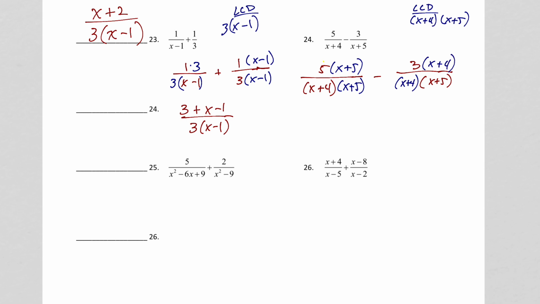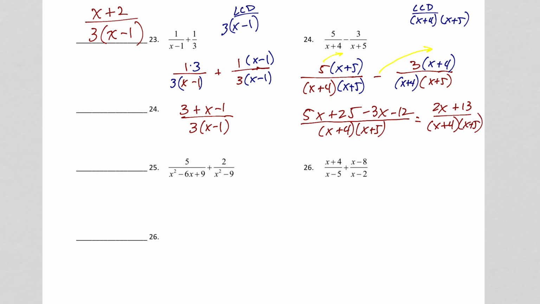So the numerator, we're going to distribute that 5, and we're going to get 5x plus 25. Here we're going to take the negative and the 3 and distribute it. Negative 3 times this is negative 3x, and negative 3 times 4 is negative 12. So that's what we have now. And on the bottom we have x plus 4 times x plus 5. On the top, we're going to combine like terms. 5x minus 3x is 2x, and 25 minus 12 is a positive 13. So that's the answer.